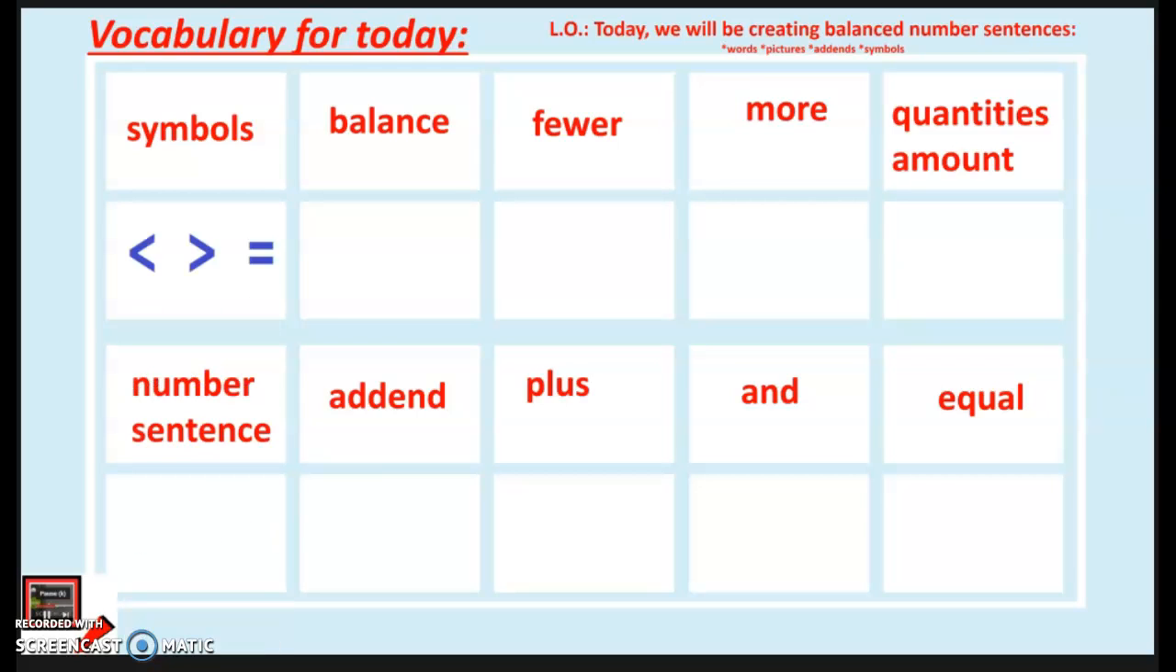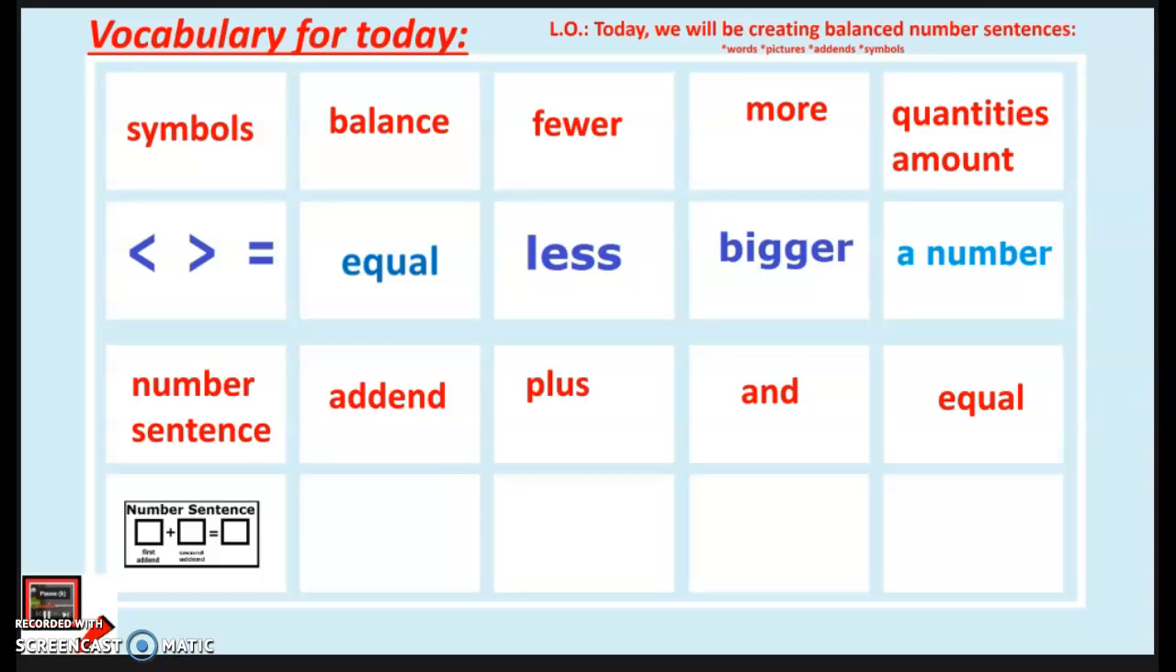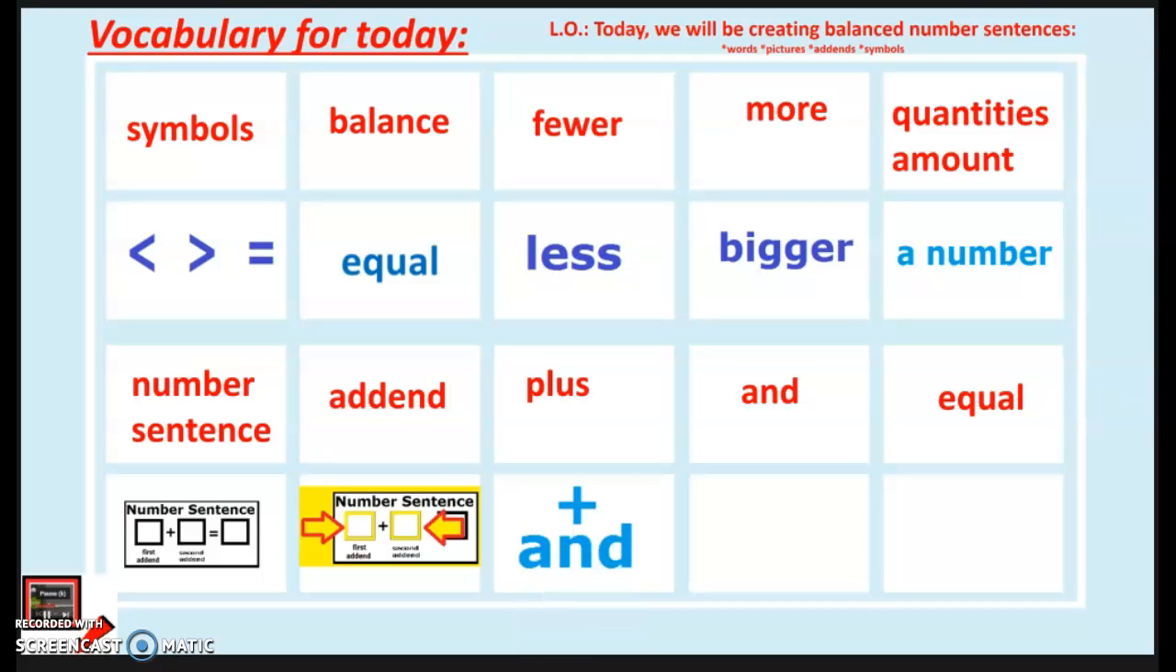So symbols, we have our symbols there. Balance is about the same as equal. Fewer could be less. More could be bigger. Quantities and amount, a number. Our number sentence. Our add-ins, which are the first 2 numbers we put together. Plus could be the same thing as and or the plus symbol. And could be the same thing as plus or the plus symbol. And then we have our equal bars.